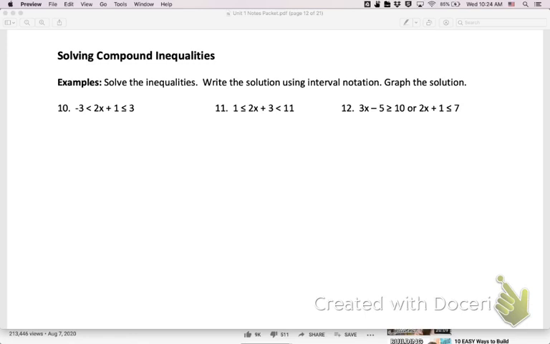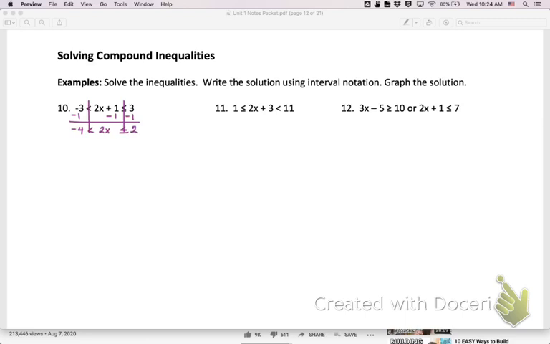So number 10 is an example of an and inequality. And we're going to treat this exactly the same way as a regular one-sided inequality, but essentially we have two equal signs when we solve this. So we're going to work from the inside out. So I look at 2x plus 1, and I know that I need to subtract 1. But I'm going to subtract 1 then from all three places. Okay. So that gives us now negative 4 less than, that didn't change, 2x less than 2.